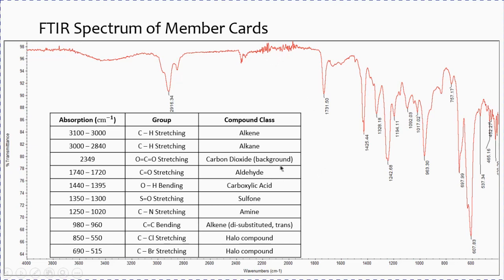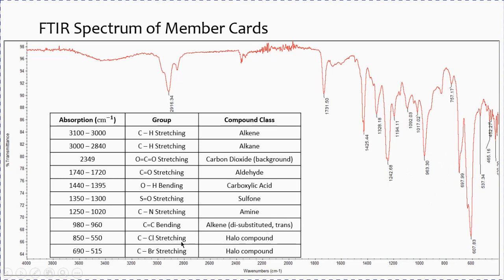The sharp peak, 1731.5, has matched with aldehyde. The sharper peak here is estimated as carboxylic acid. The two peaks here are sulfone groups, and these most stretchings after 1000 cm⁻¹ are believed to be in the range of the amine group. Here come the spikes again, less than 1000. This is predicted to be the disubstituted trans-alkene.